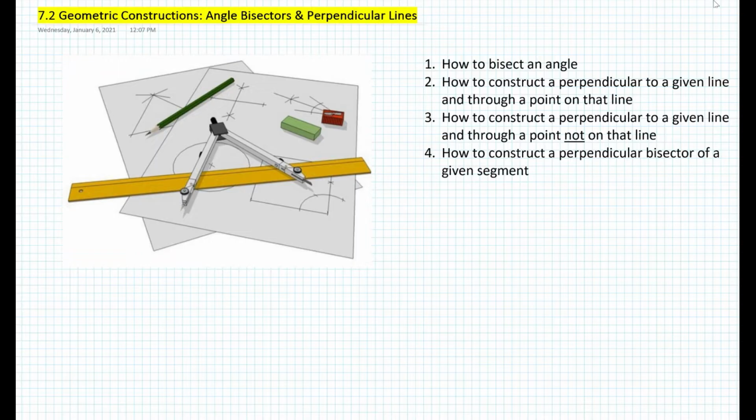Now, for each of these constructions, we will also justify or prove why these constructions work. As a matter of fact, in this unit, for constructions and also on the Regents exam, you also need to justify why each construction works by stating any of the theorems or postulates or definitions in form of a paragraph proof or a statement reason table. But we will learn it in today's lesson. So without further ado, let's get started with the first construction, how to bisect an angle.